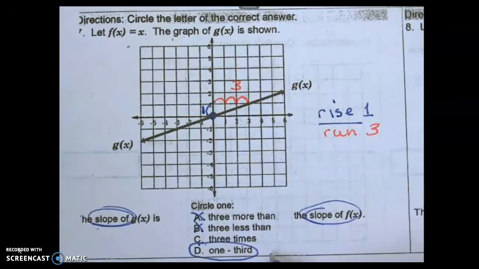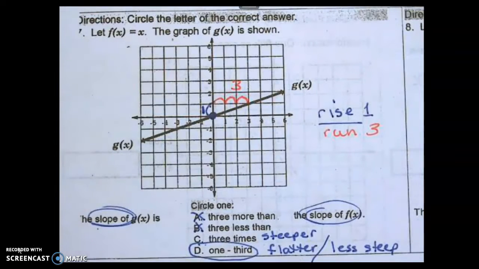And if you recall what we talked about at the beginning of slope, we're talking about steeper or flatter. So I know 3 times is going to be steeper. 1/3 is going to be flatter, or maybe the words less steep. One of those 2 words. Okay, now Ms. Martin will pause and go to number 8.